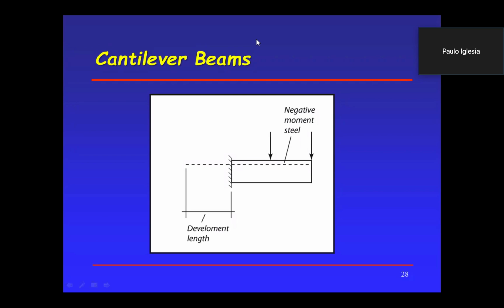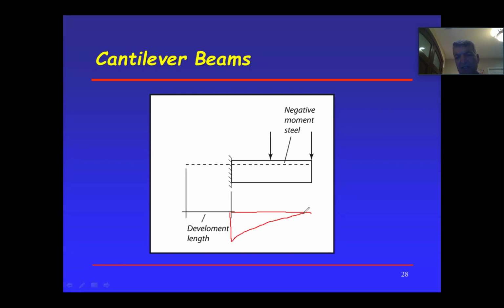Okay. So if I do that, let me just show you the moment diagram for this. Let's say it's uniformly loaded. See how important moment diagrams are, guys? The moment diagram for a uniformly loaded beam looks like this. So this is a negative moment, maximum at the support, 0 here. So that's what he's saying. This beam is seeing negative moment throughout its length. That's how the moment diagram looks. Okay?